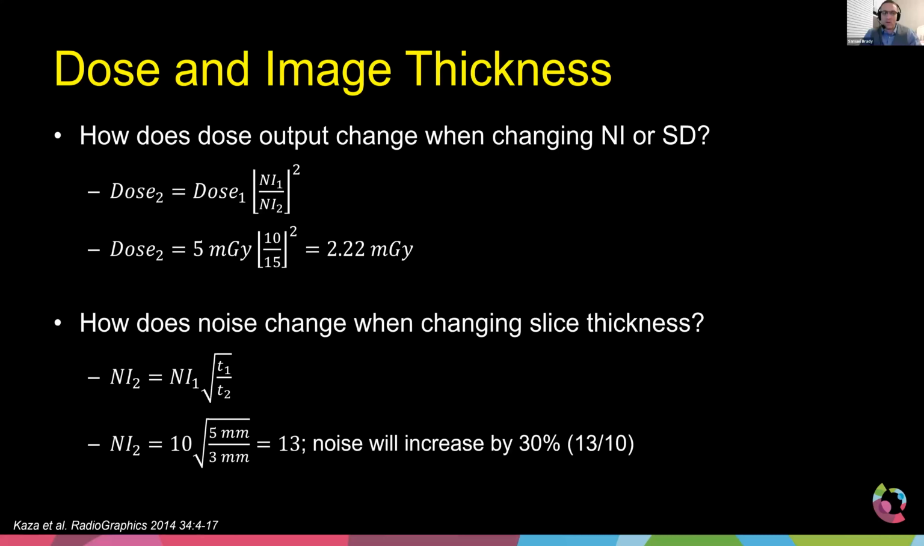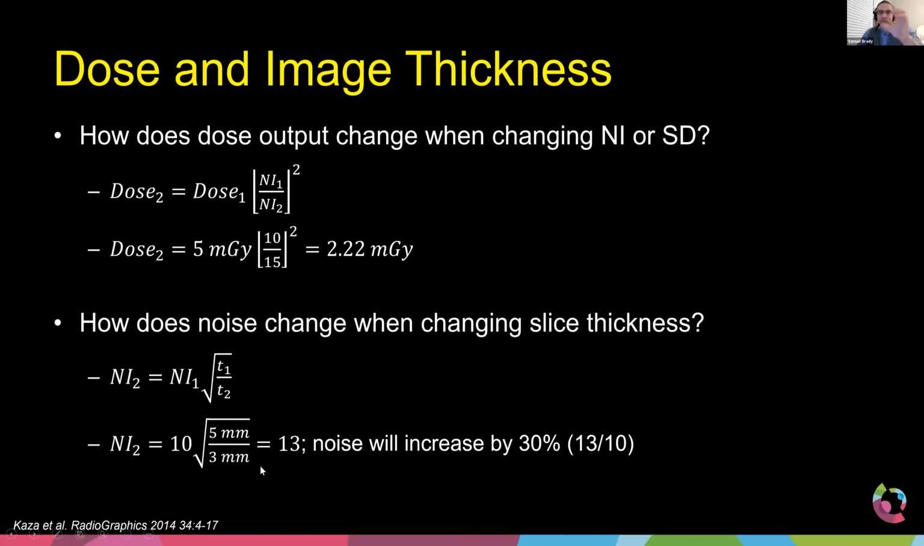So what happens if you're also thinking about changing, now I want to go from a 5 millimeter image to a 3 millimeter image. And so my noise index was 10, but now I'm going to change my value from 5 millimeters to 3 millimeters. So it's a thinner image. My new noise index equivalent would be 13. Therefore, the noise will increase by about 30%, or 13 divided by 10.